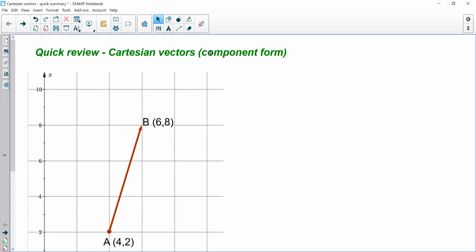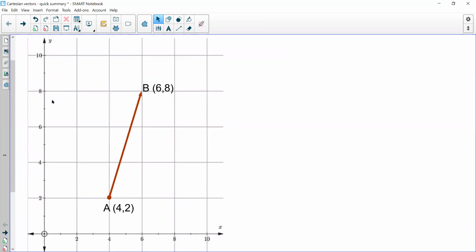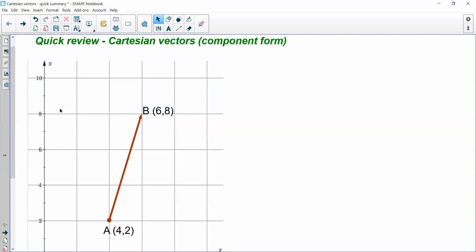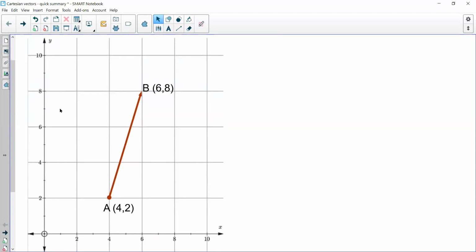Okay, now Cartesian vectors, just as a reminder, the word Cartesian implies on a Cartesian plane or something that looks like a Cartesian plane. So it could be a directional system like north, south, east, and west, because it has the same setup as a Cartesian plane. Here we've got a simple vector going from A to B on the Cartesian plane, and we're going to take a look at the component form and how that works. So just to quickly review that.